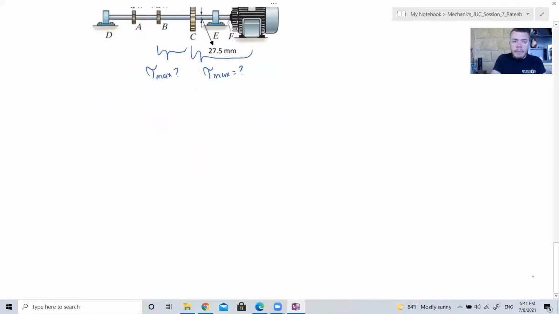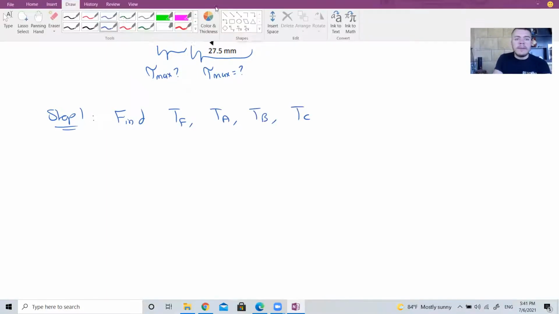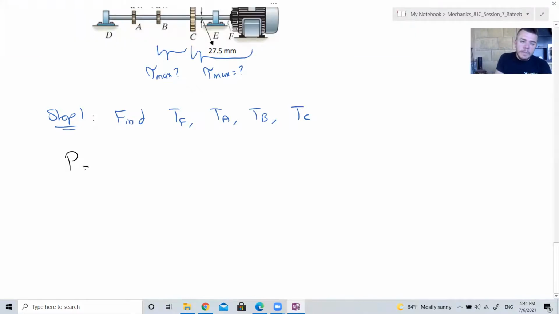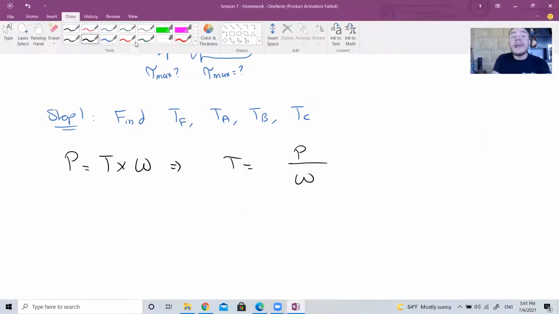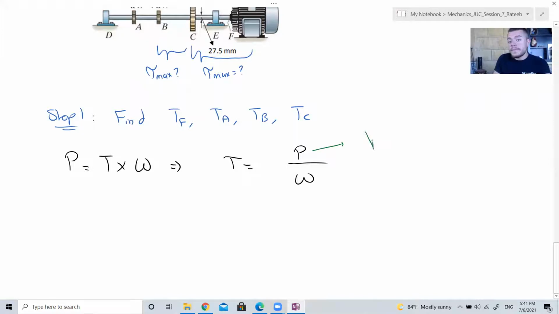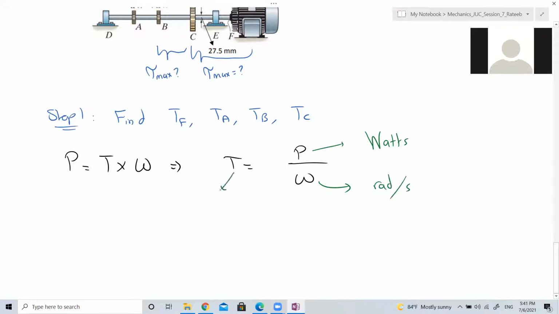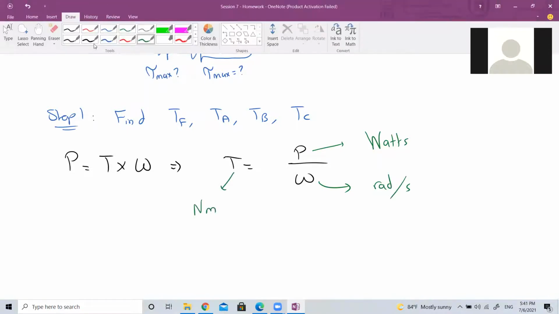The first step, what do we need to do? We need to determine the torque in each shaft. So find the torque in F, the torque in A, the torque in B, and the torque in C. Using the power equation, P is equal to T times omega. This means that T is power over omega. What units do we say the power is in? Watts. And omega is in radians per second, and this is newton meters.